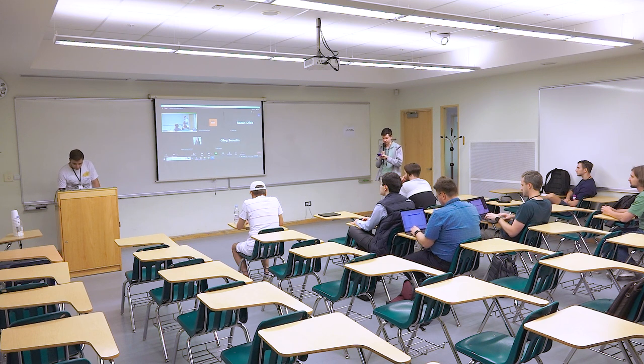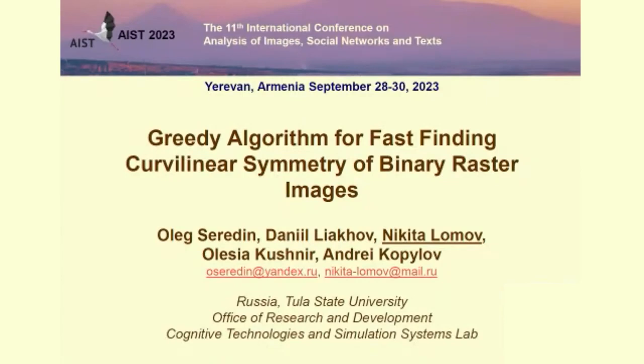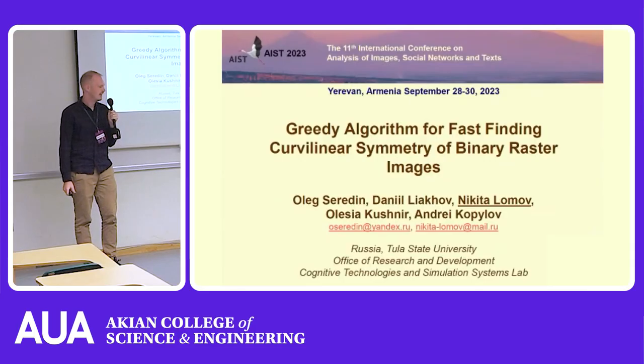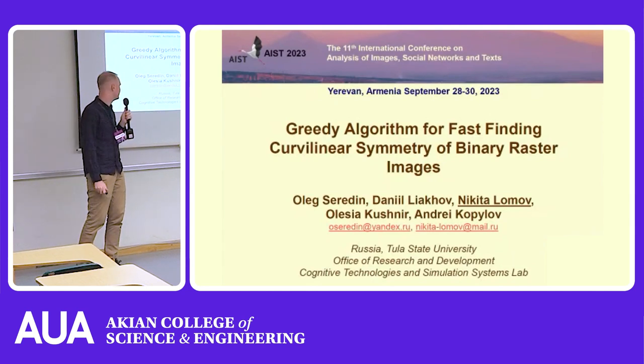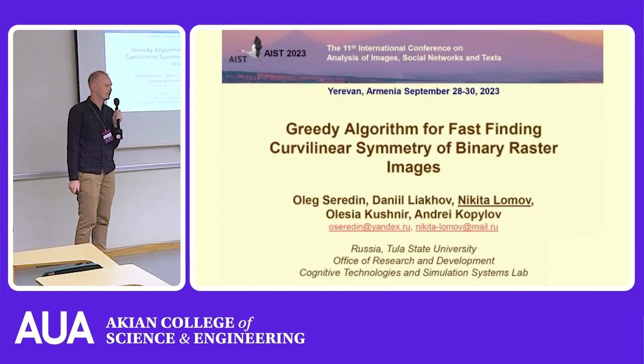is on greedy algorithms for fast finding of curvilinear symmetry of binary raster images. My name is Nikita Lomov, and in this report I represent Tula State University, and the title of my report is Greedy Algorithm for Fast Finding Curvilinear Symmetry of Binary Raster Images.